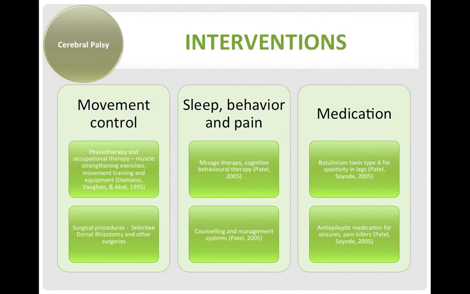As CP affects more than just movement, there are other interventions which are needed to help with sleep, behavior, emotion, and communication issues, which are all part of the struggle for a young person. Popular and effective methods include counseling, therapy, speech pathology, and behavioral work, and a variety of many others.